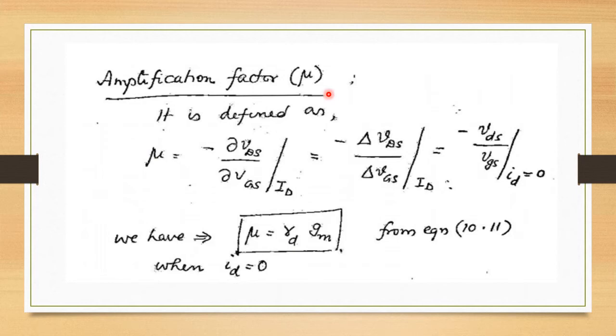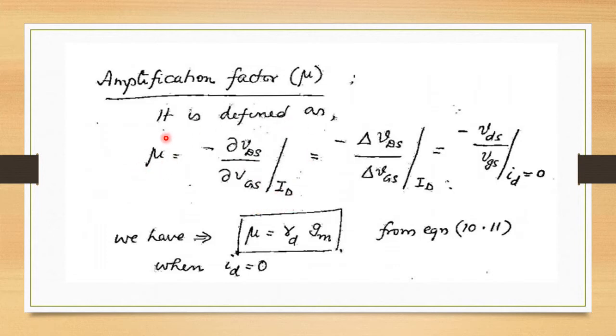Next is the amplification factor mu. This is the voltage amplification factor. Mu is defined as minus dou VDS by dou VGS. What is the variation of VDS with respect to VGS at a constant drain current? This ID is a zero signal value. ID, we use the capital letters. These are the small signal values. So what is the variation of VDS with respect to VGS at a constant ID?